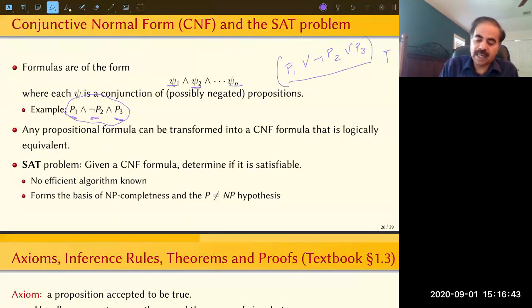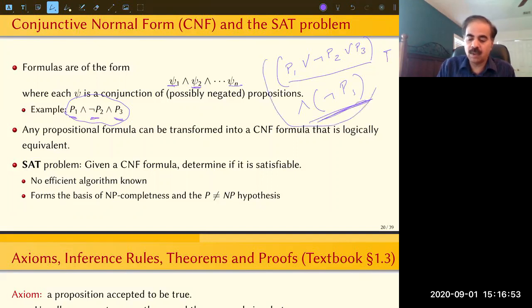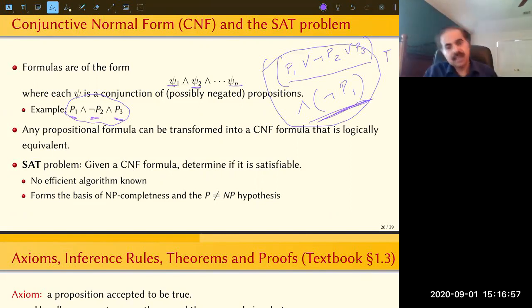But what if I have this and not P1, right? So if I make P1 true, then this will become false, and so the whole thing will become false, right? So with the case of conjunctive normal form, I have to be more careful in picking which propositions are going to be true and which ones are going to be false, right? And that's finding the ones that we want to set to true and the ones that we want to set to false. This is the SAT problem, right?